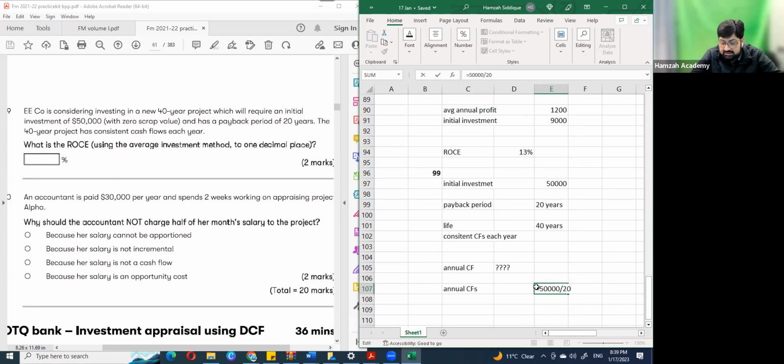So what is the answer? Annual cash flow. Is that clear? Is that clear to everyone?